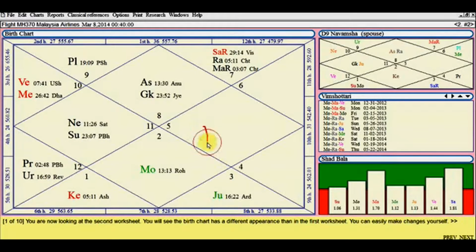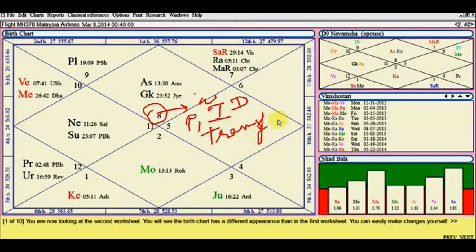Okay, combination 1. As you can see, there is Gulika in the first house. Gulika is the most malefic planet in the whole chart, and you can see it being present in the ascendant. And then secondly, the ascendant is Scorpio, which is a water sign and represents privacy, isolation, dissolution, and transformation. Okay, that's combination number 2.